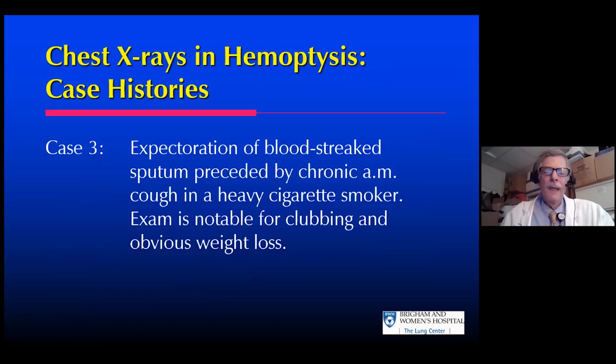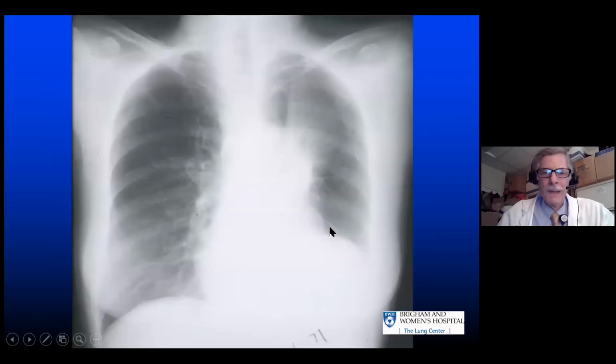All right, third example, this is a heavy cigarette smoker with blood-streaked sputum, and he or she has had a chronic early morning cough. You notice clubbing. He or she has lost a significant amount of weight. You can see it in the way the skin hangs from their body. And you're thinking, well, let's look.